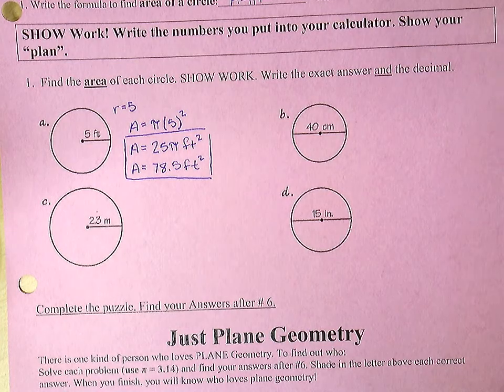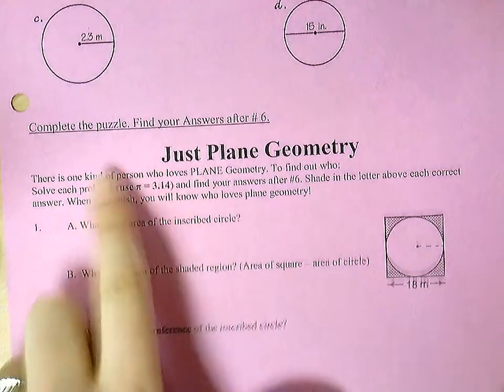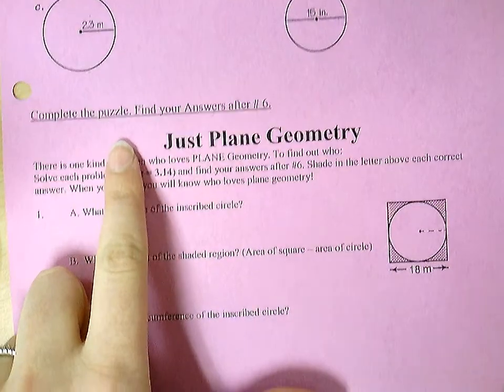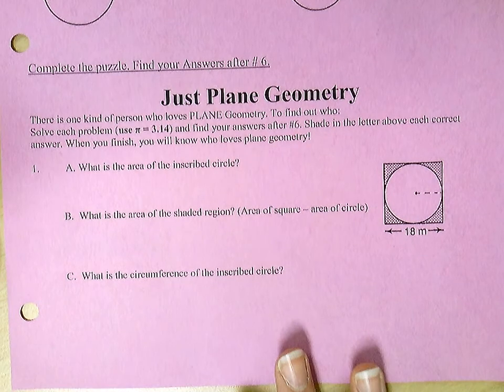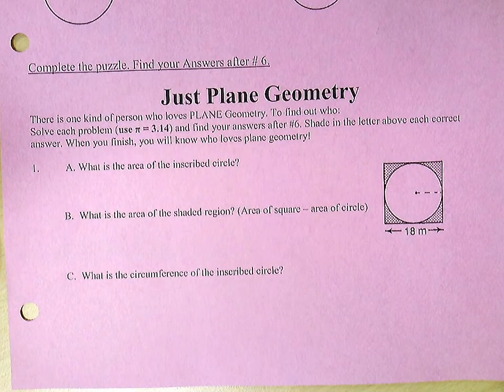So the next section that I want to look at, this one has a puzzle at the end. It's called Just Plain Geometry. For this section, you want to multiply by 3.14 instead of pressing the pi button on your calculator. That way you'll get the answers for the riddle. So you can multiply by 3.14 for this section.